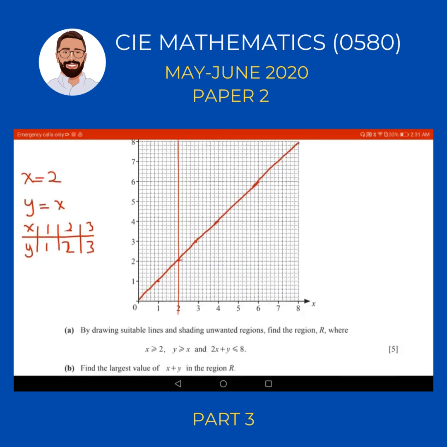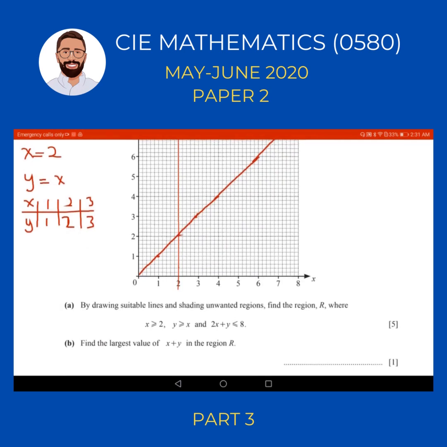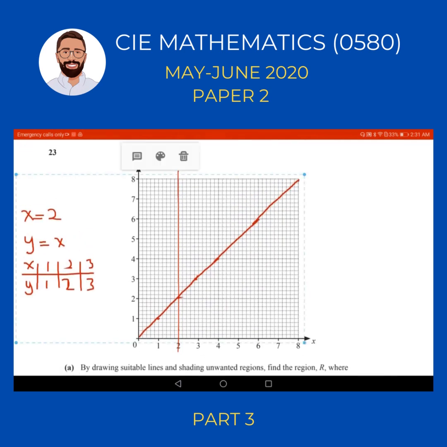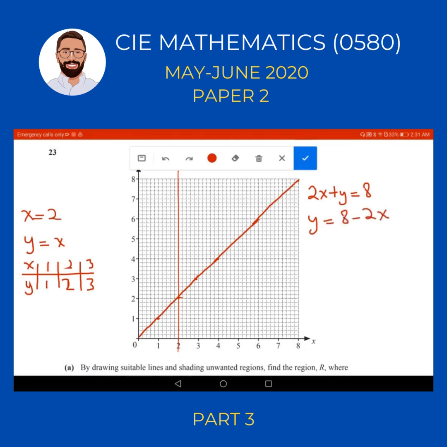Now, the final equation is 2x plus y equals 8, and let's do that as well. I'm going to make y the subject because it's easier for me, so y is 8 minus 2x. To draw that line, I need to construct a table of values. Here I have x and y. When x is 0, y is 8. When x is 1, y is 6. When x is 2, y is 4. When x is 3, y is 2. And when x is 4, y is 0.